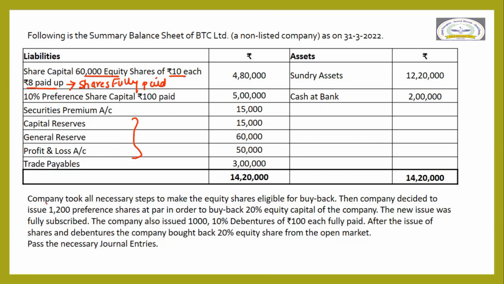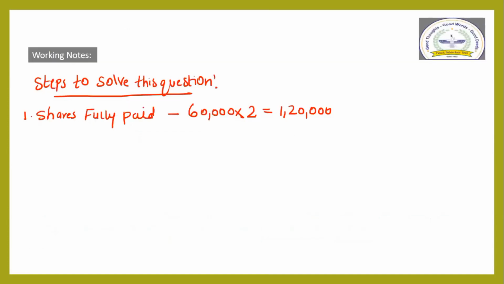Now we are going to see the further information. The company took all necessary steps to make the equity shares eligible for buyback. Then the company decided to issue 1,200 preference shares at par. It means the company is going to issue 1,200 preference shares. So for the second entry we write the second working note: fresh issue of preference shares.